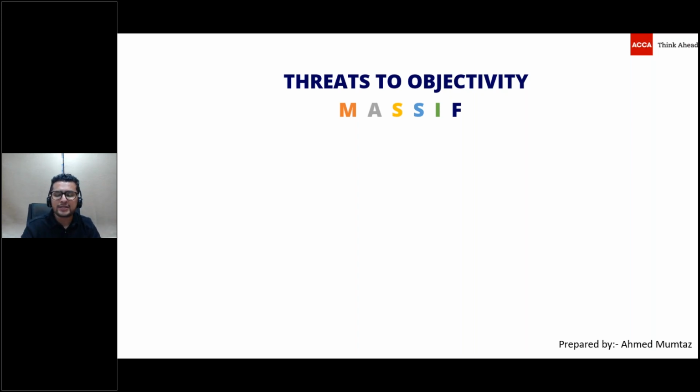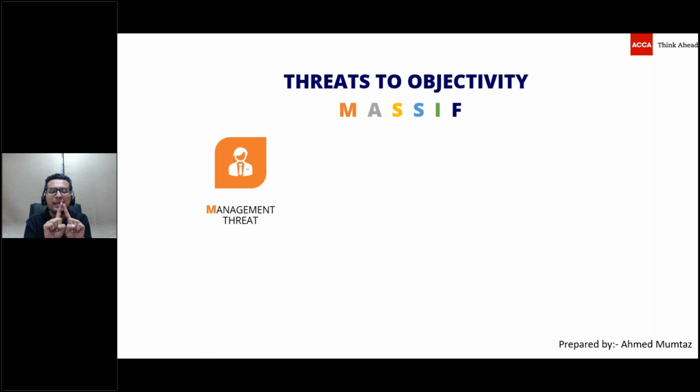And what are threats? The threats can be memorized with the help of a mnemonic called MASSIVE. The M stands for management threat. Normally in AA, we don't talk much about the management threat. Management threat means as an auditor, you should not be involved in anything which has got to do with the management. So you should not be playing the role of the management. You should not be making decisions on behalf of the management. You should not be involved in the management of the organization.